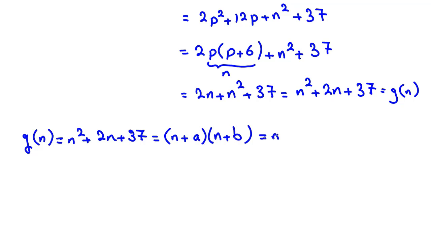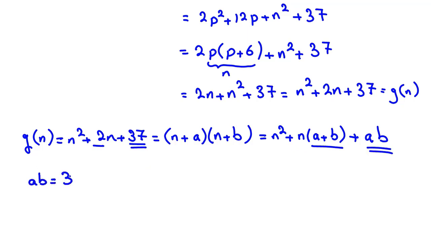Now, here it is. It is n squared plus n times (a plus b) plus ab. So if these two things are equal, 2 equals a plus b, and 37 equals ab. So let's write, and a and b are integers: ab equals 37, a plus b equals 2.